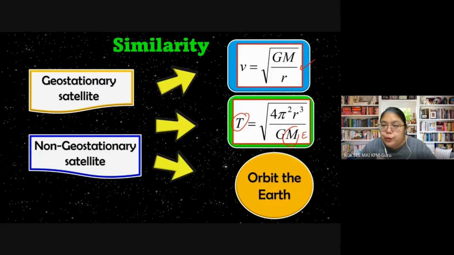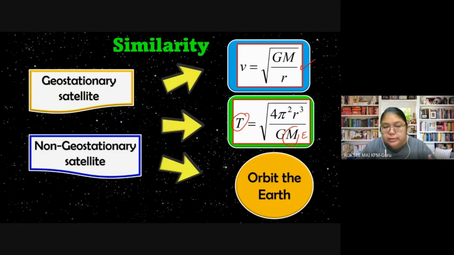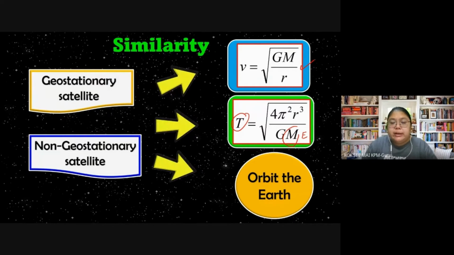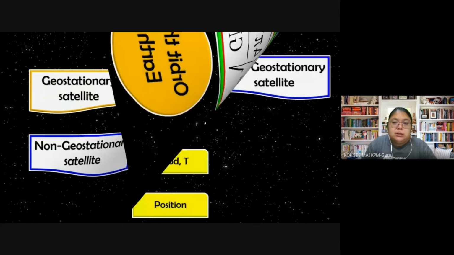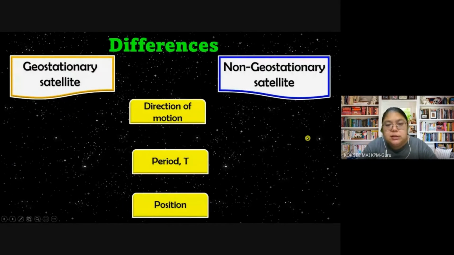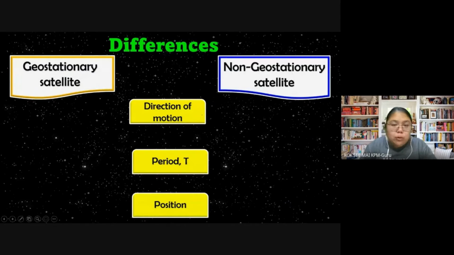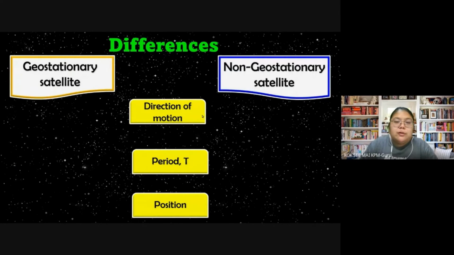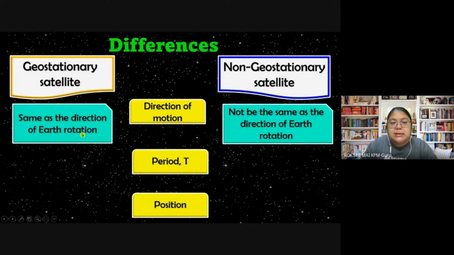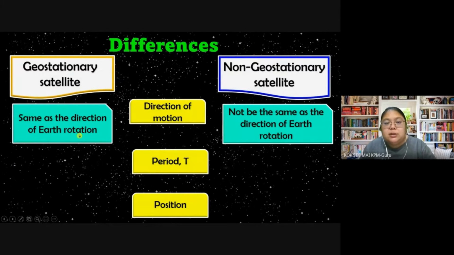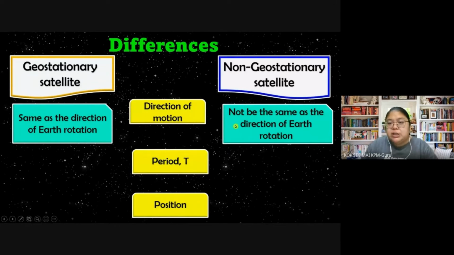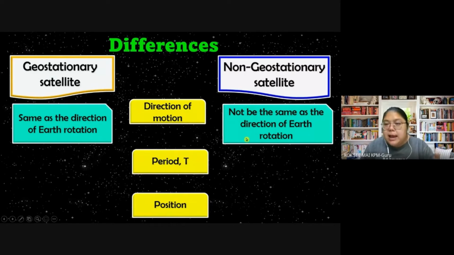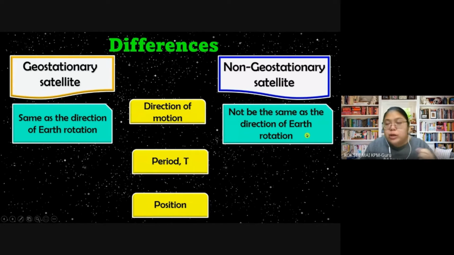Okay, this one is the three similarities for geostationary and non-geostationary. Now we see what the differences are. Differences: we can see the direction of the motion, where they go. For the geostationary, it is the same as the direction of the Earth's rotation. If the Earth rotates clockwise, then the geostationary follows. But the non-geostationary is not necessarily the same as the direction of the Earth's rotation.